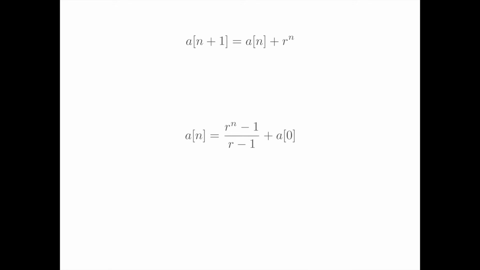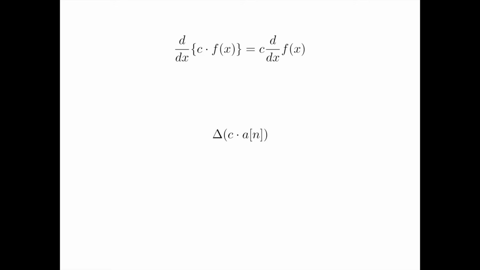Let's try taking the forward difference of a sequence multiplied by a constant. We'd expect something like this from continuous calculus. We can evaluate this by expanding the definition of the forward difference operator. Then we can factor out the c, and then apply the definition of the forward difference operator in the other direction. So delta of c times a of n is equal to c times delta a of n. Awesome, that's exactly what we'd expect. You can move constants in and out of a forward difference.